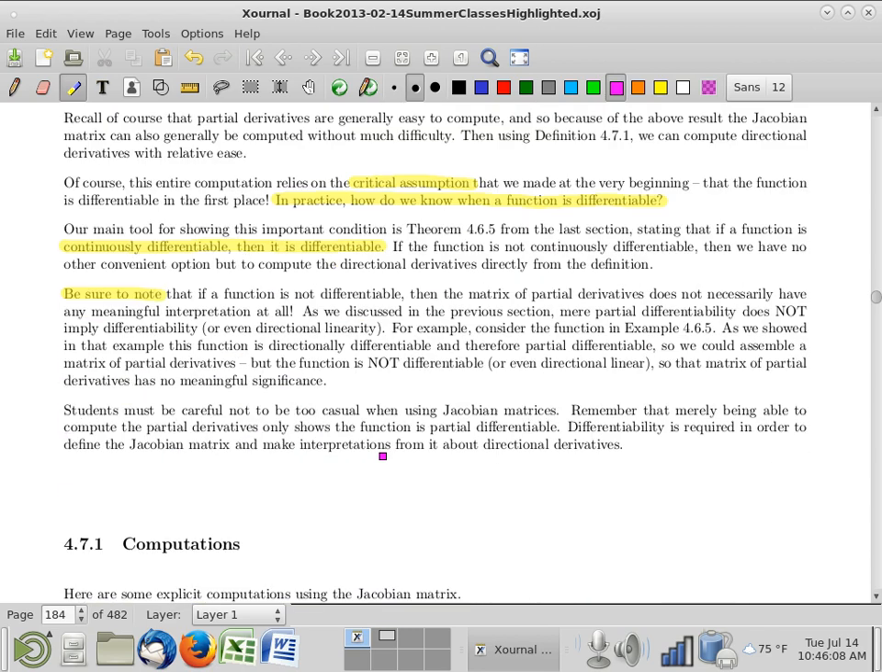So something to keep in mind. You've got to make sure that the function is differentiable, and you're going to do that by checking the function is continuously differentiable. Okay, and I see now I'm out of time, so this is a good place to stop.